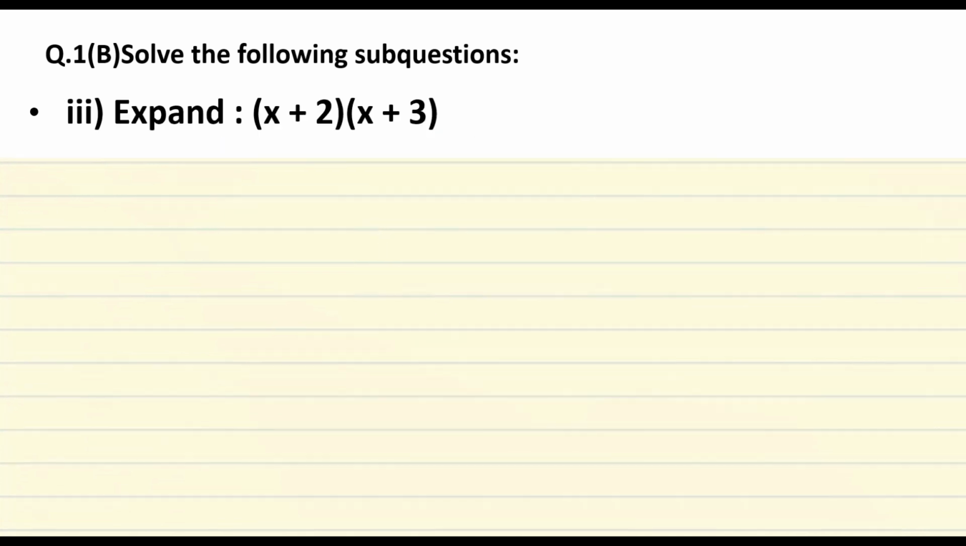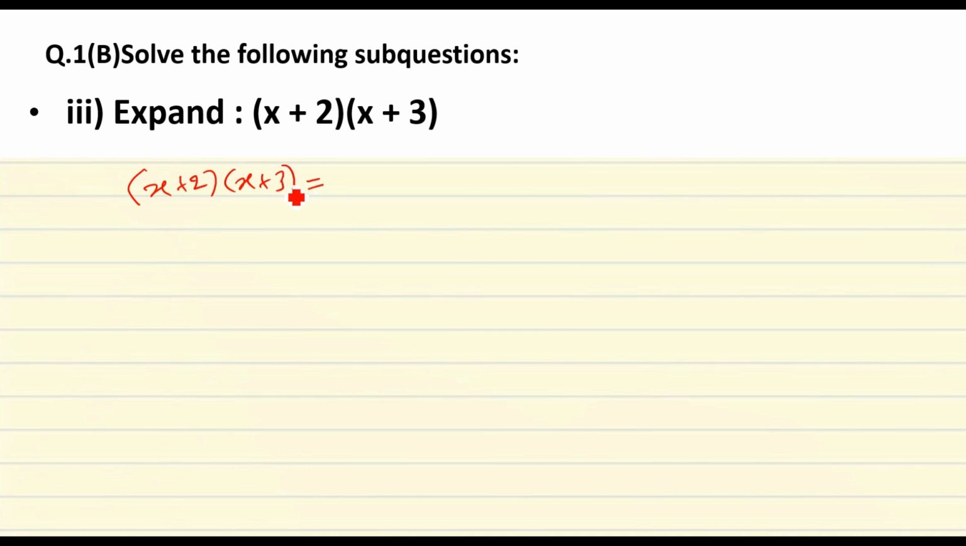Let us move to the third question, which is an expansion. We have to expand this: x plus 2 and x plus 3. So x plus 2 and x plus 3.